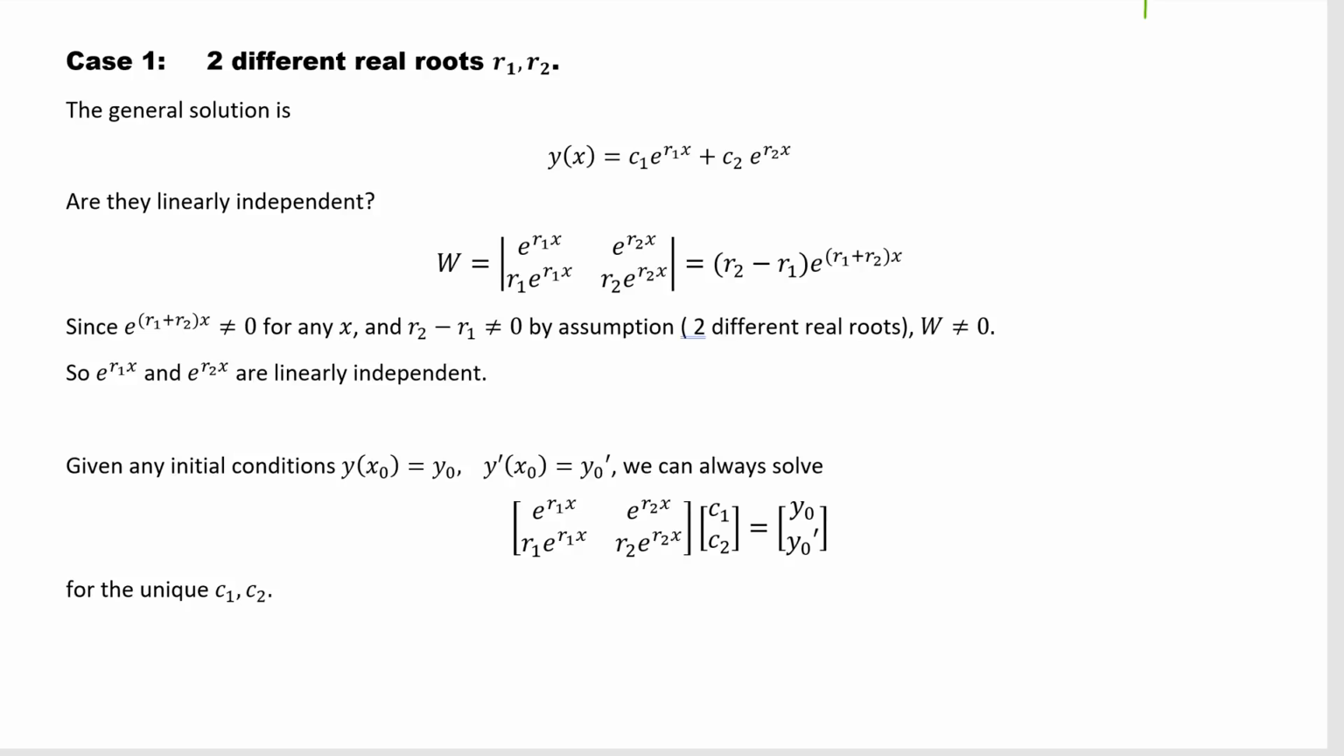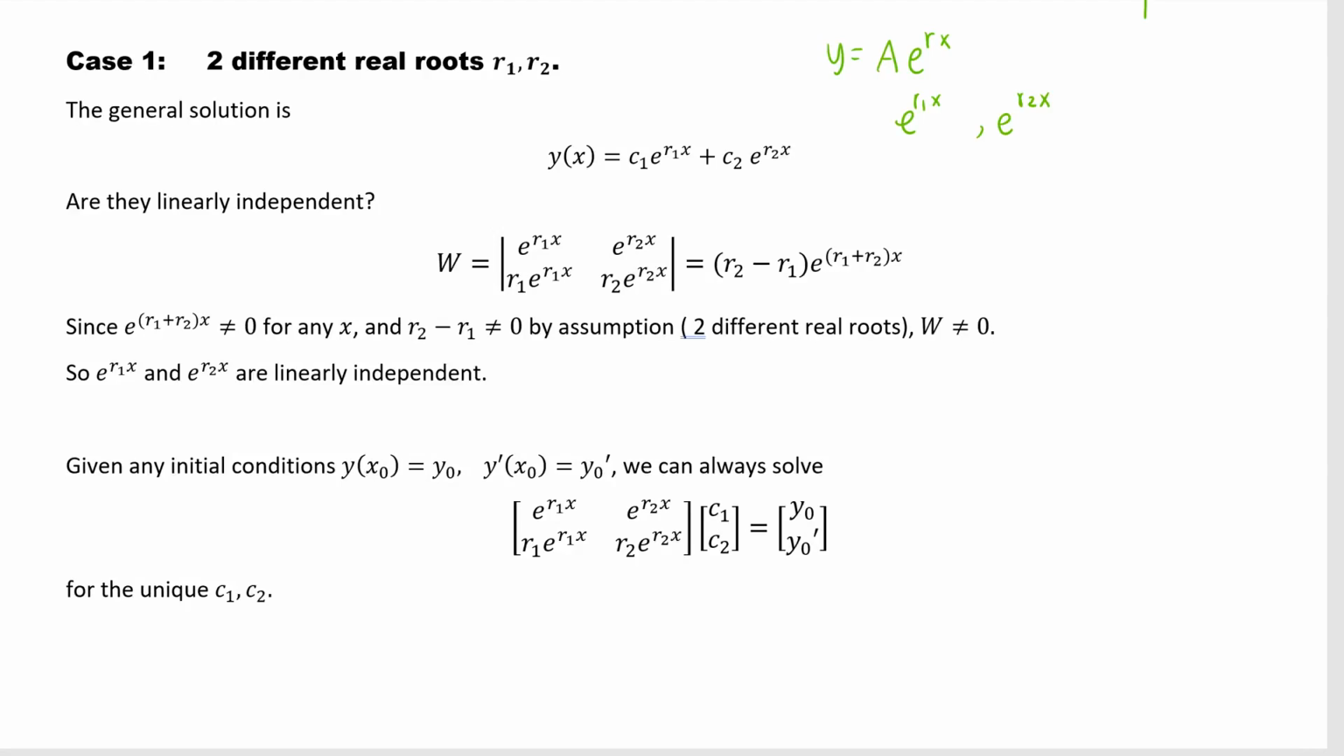Because remember, we start with our solution a e to the rx, right? We get 2 roots, r1 and r2. So now we know that e to the r1x and e to the r2x are solutions. So a general solution is going to be a linear combination of those 2 solutions. Because we have second order, our solution space is 2-dimensional, so we need 2 linearly independent solutions.